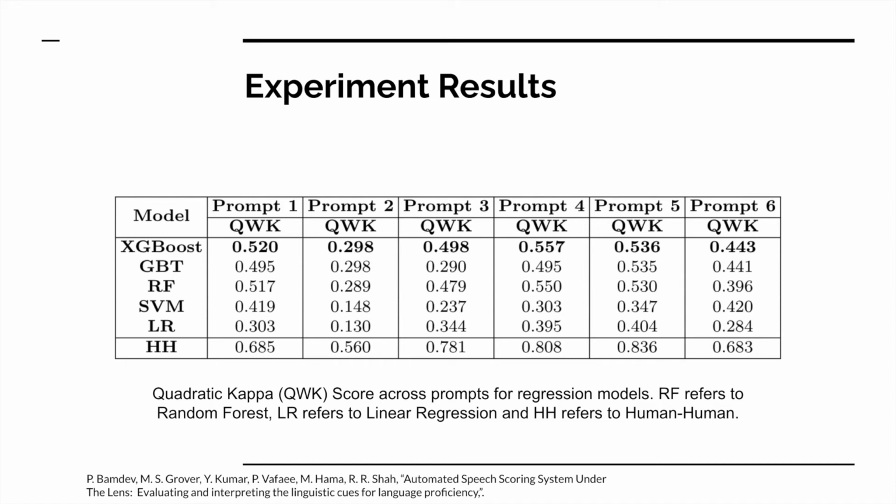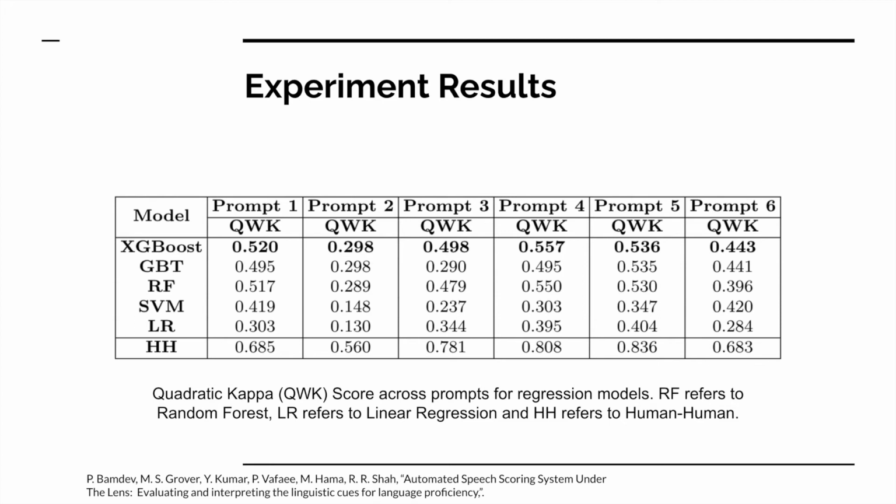In our experiments, we performed both classification and regression analysis. We observed that regression performed better than classification by about 4%. Hence, I'm presenting only regression results here. We compared various models like XGBoost, gradient boosting, random forest, SVM, and logistic regression and found that XGBoost performed much better than the other models.